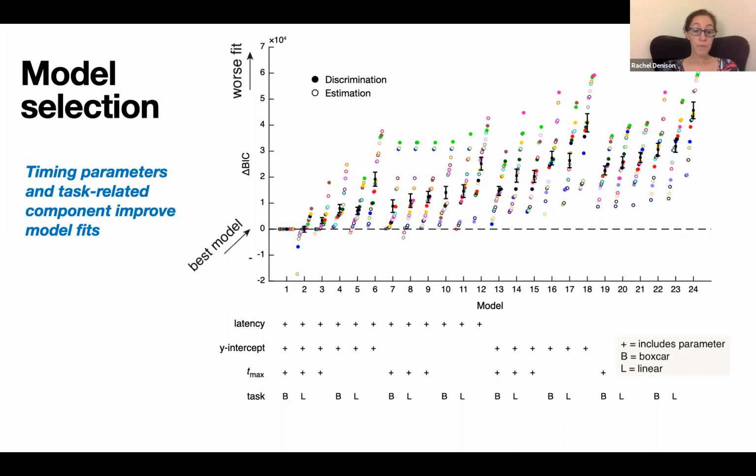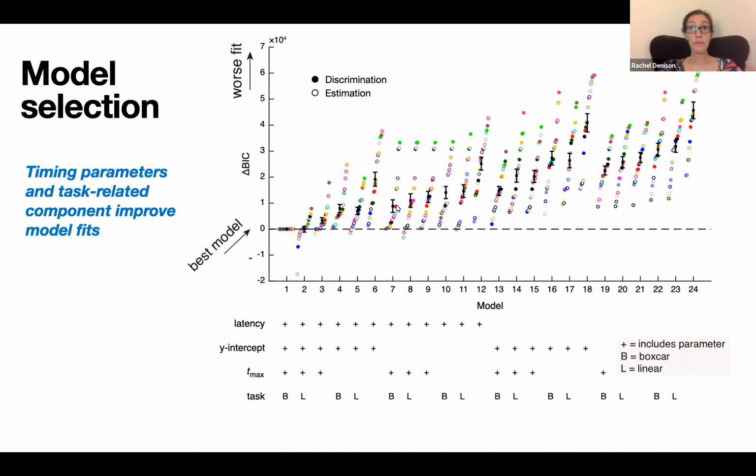value. So we then fit all of these 24 models to our data and measured the goodness of fit using BIC scores. And that's what we're plotting here. So we're plotting those BIC scores here as the difference from the best model, with worse fitting models having higher delta BICs. Colored points here are individual observers. Black markers show the group mean and SEM.